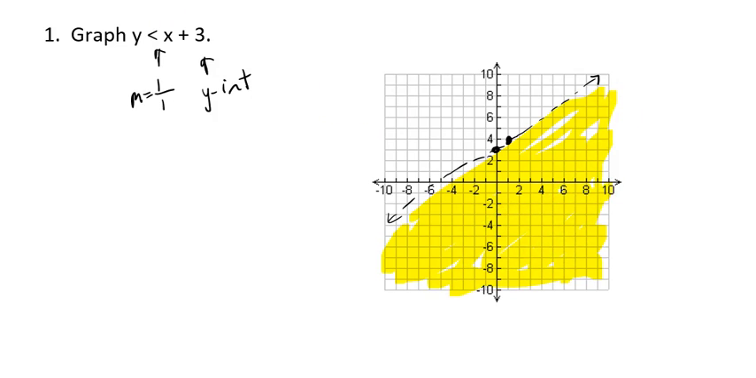Now, the thing about this is, what does that mean? That means that any point that you pick in this area actually satisfies this equation. So, for example, if I picked 4, 0, this point right here, if I plug those numbers in, that equation should make sense. So, if I plug 0 in for y, less than 4 plus 3, put that 4 in for the x. Obviously, 0 is less than 7, and so this makes sense. So any point that you pick in this shaded area should make sense in the equation.